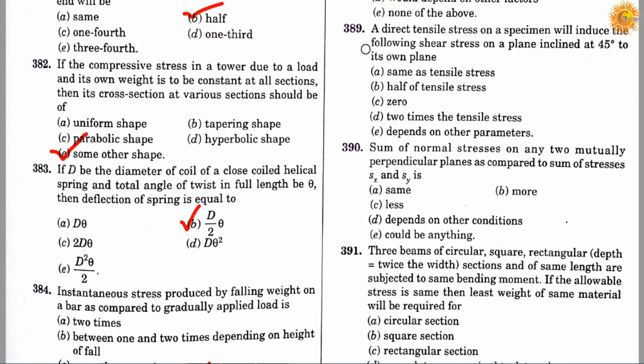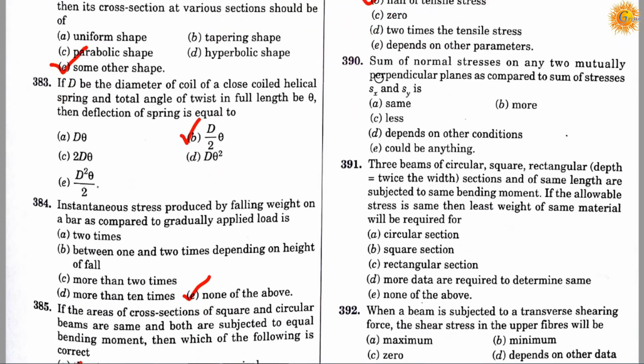Question number 389. A direct tensile stress on a specimen will induce the following shear stress on a plane inclined at 45 degrees to its own plane. Option A, same as the tensile stress; option B, half of tensile stress; option C, 0; option D, 2 times the tensile stress; and option E, depends on other parameters. Correct answer is B, half of tensile stress.